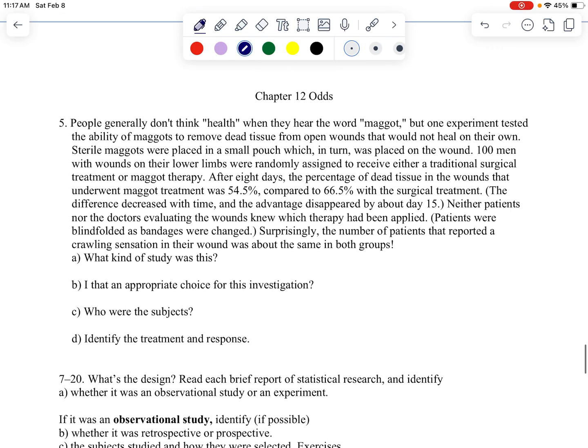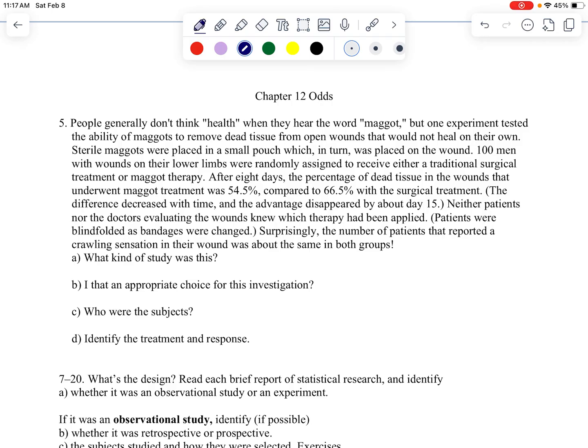Okay, here's our video for chapter 12. So we're going to transition from sampling individuals in the last chapter to now imposing treatments, as far as the process of choosing individuals and collecting data.